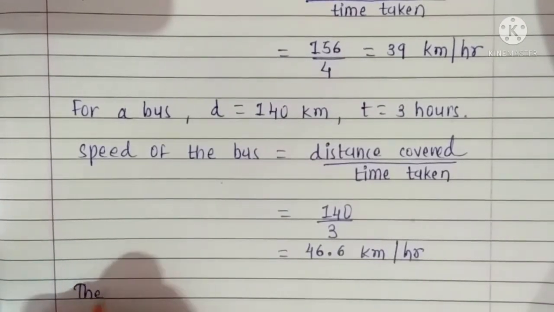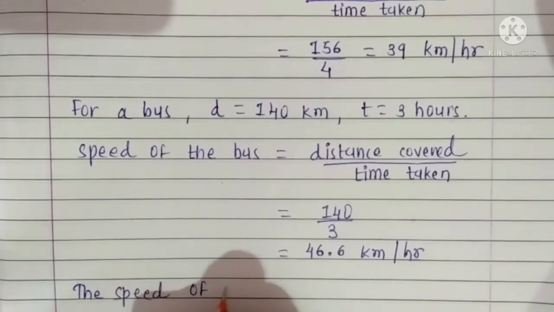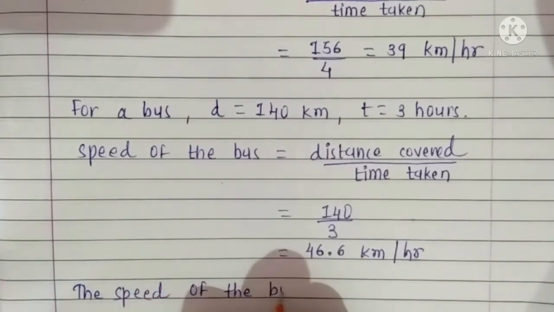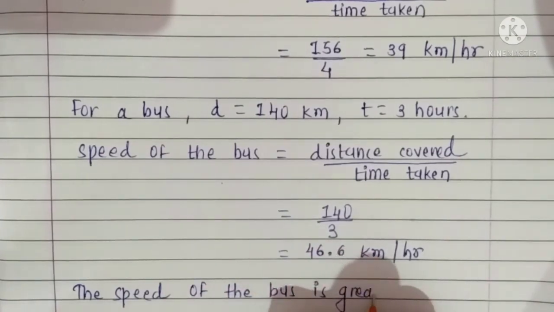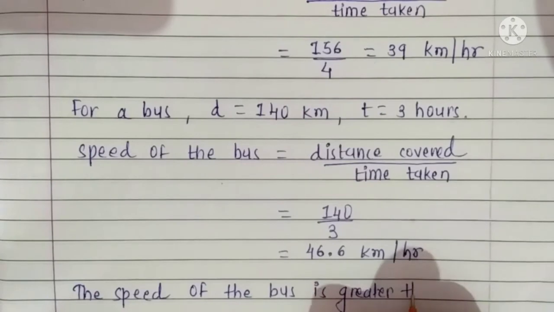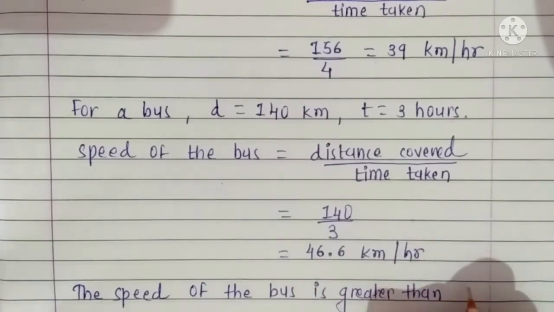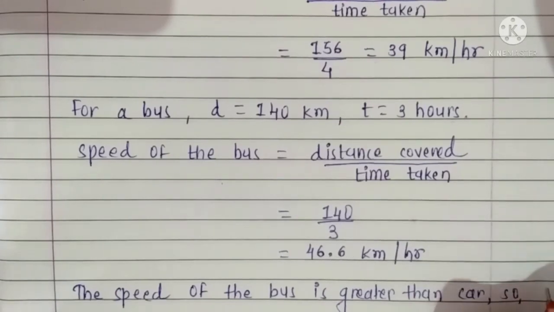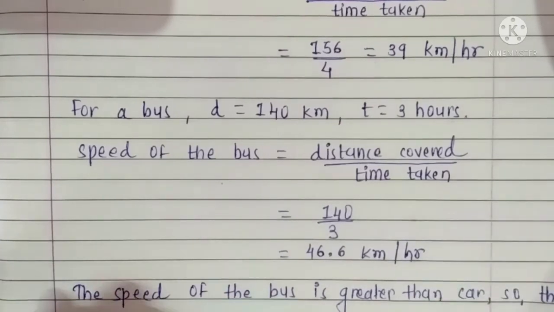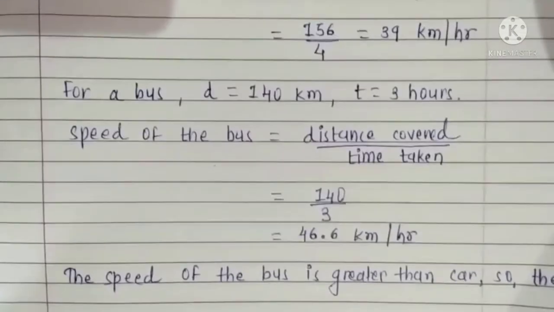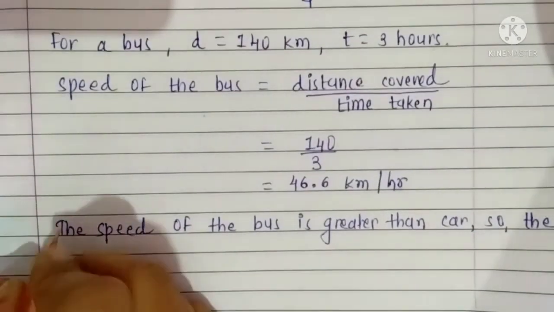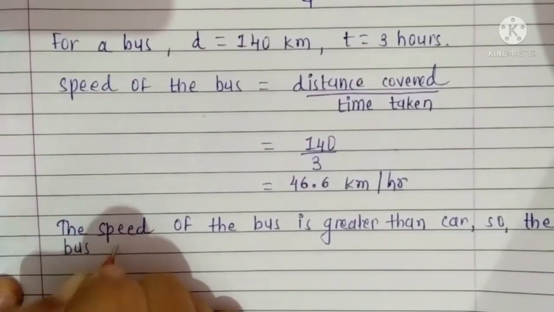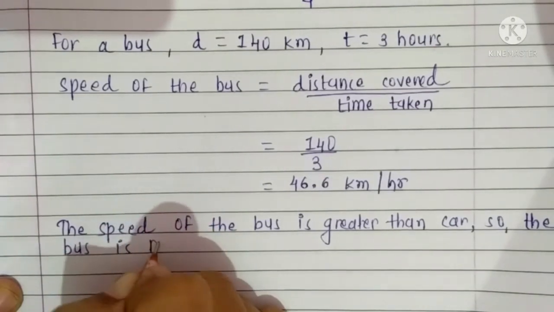So the speed of the bus is greater than car. So the bus is running faster.